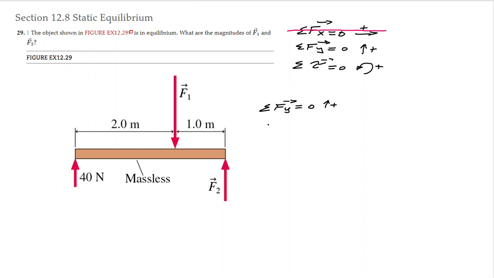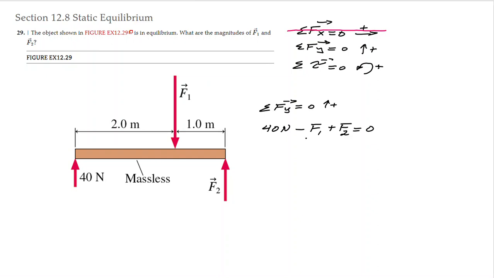So what forces do we have here? We have the force of 40 newtons, which is pointing outward, so it's positive, minus the force F1, that is going to be negative because it's pointing downward, plus the force F2. And this is equal to 0. We don't know F1, and we don't know the magnitude of F2, so we have one equation and two unknowns. So what are we doing now?